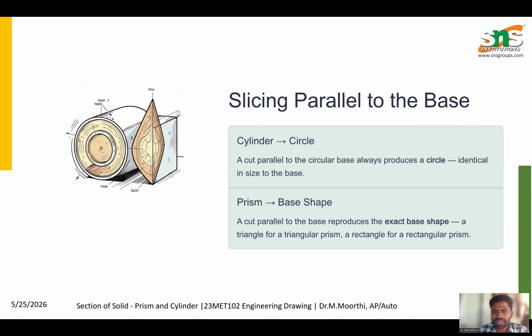Now the slicing, with some conditions, starting with parallel to the base. For a cylinder, a cut parallel to the circular base always produces a circle identical in size to the base. So in slicing a cylinder, the cross section is seen in circle form, whereas in a prism, the cut section is similar to the base, like hexagonal, pentagonal, triangular, or square. A cut parallel to the base reproduces the exact base shape, a triangle for a triangular prism, a rectangle for a rectangular prism, likewise.